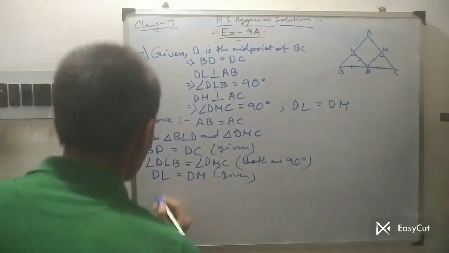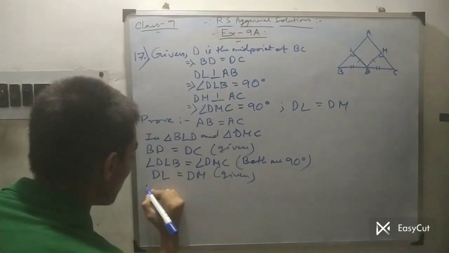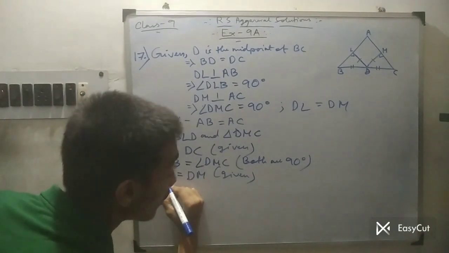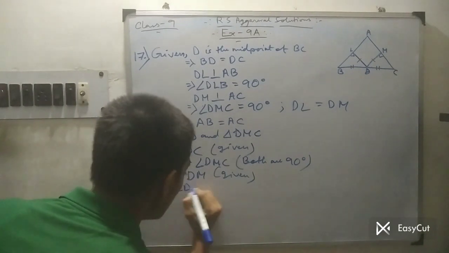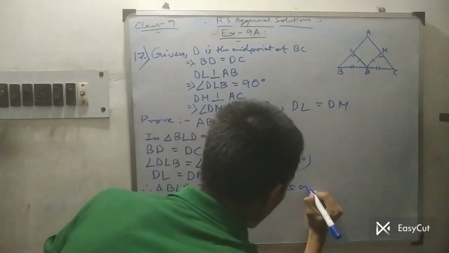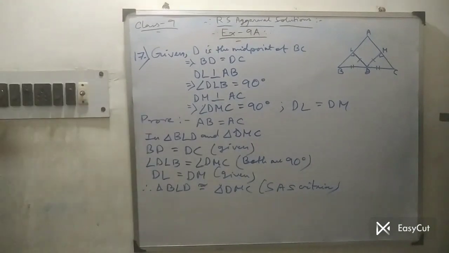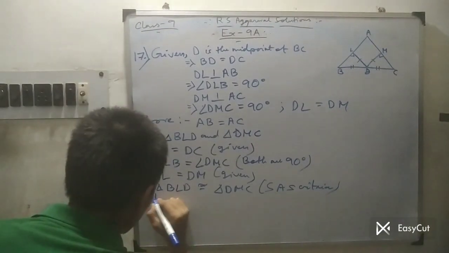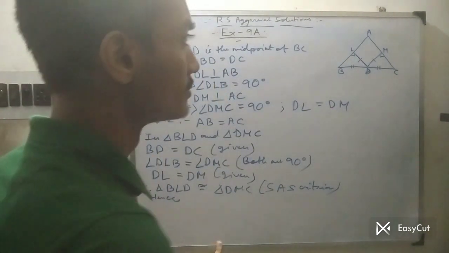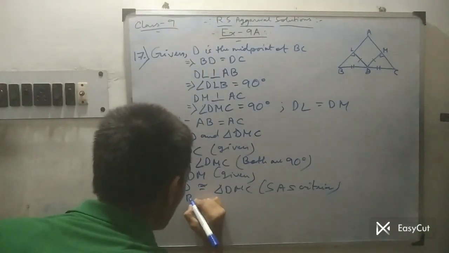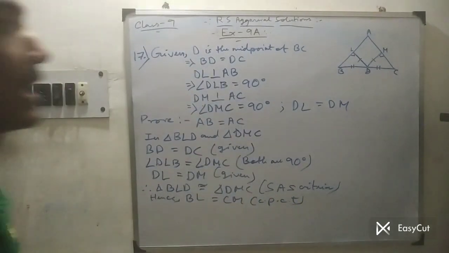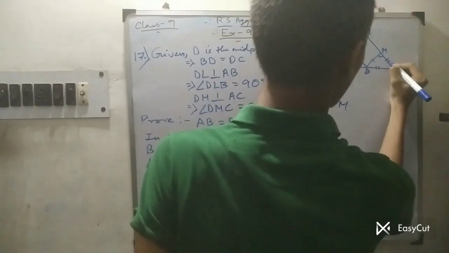Now the property we used, therefore BLD is congruent to DMC with the help of SAS criteria. Okay, hence BL is equal to CM. That means these two sides are the same.